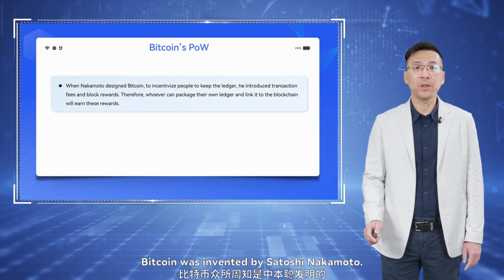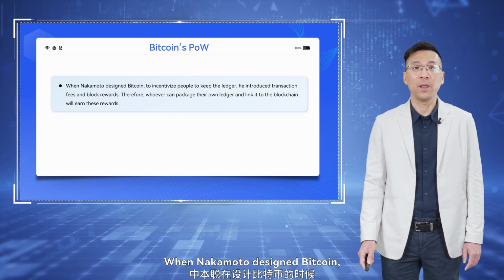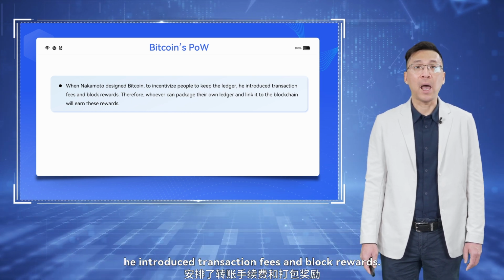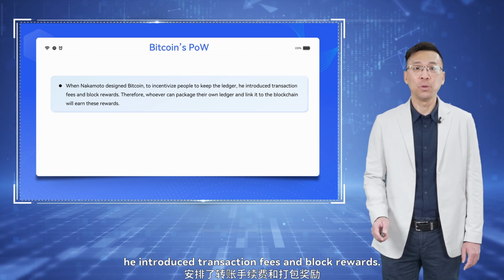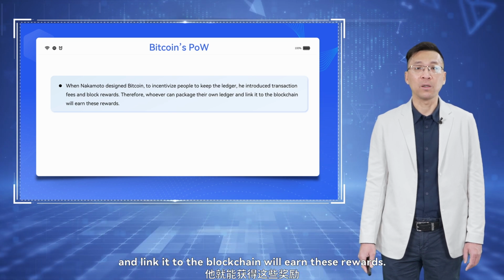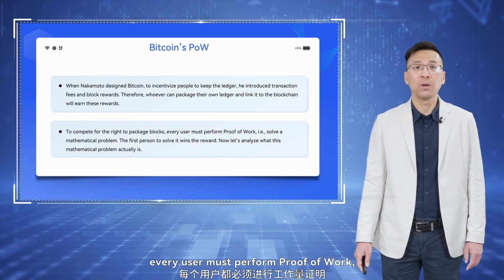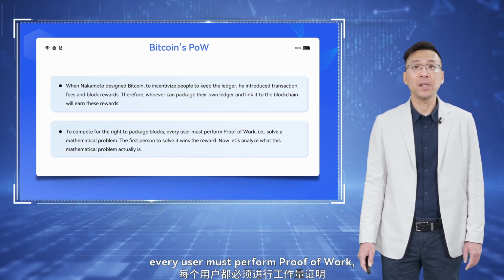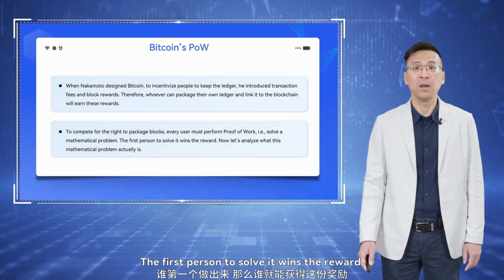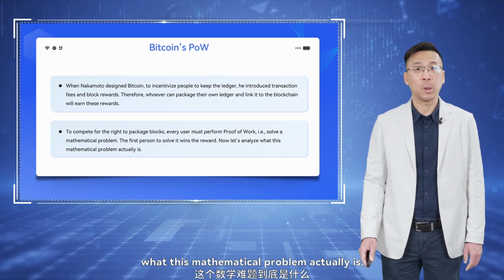As we all know, Bitcoin was invented by Satoshi Nakamoto. When Nakamoto designed Bitcoin to incentivize people to keep the ledger, he introduced transaction fees and block rewards. Therefore, whoever can package their own ledger and link it to the blockchain will earn these rewards. To compete for the right to package blocks, every user must perform proof of work, i.e., solve a mathematical problem. The first person to solve it wins the reward. Now let's analyze what this mathematical problem actually is.